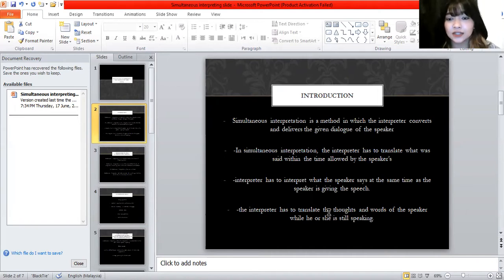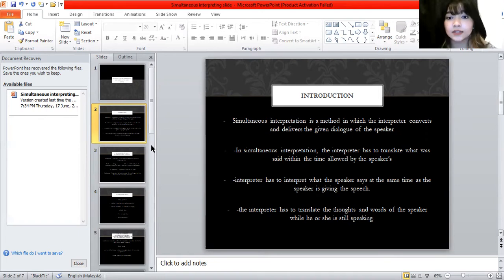They can only delay a little. And the interpreter has to translate the thoughts and words of the speakers while he or she is still speaking, and they cannot stop like in consecutive interpreting and then speak. They have to speak continuously. The duration between the speaker and the interpreter is only about 3 seconds, and the interpreters have to speak the same as the speaker.